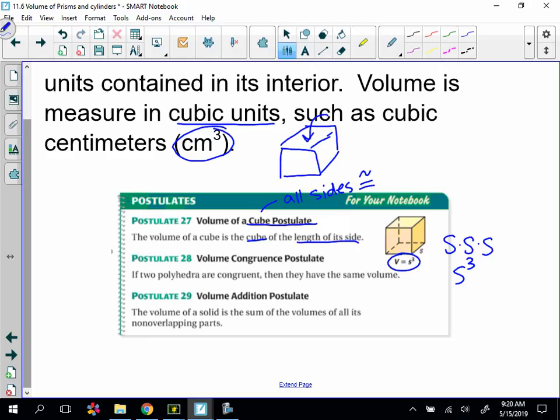Postulate 28, volume congruence postulate. If two polyhedra are congruent, then they have the same volume. So I feel like that postulate probably seems pretty self-explanatory. And then the volume addition postulate: the volume of a solid is the sum of the volumes of all its non-overlapping parts.